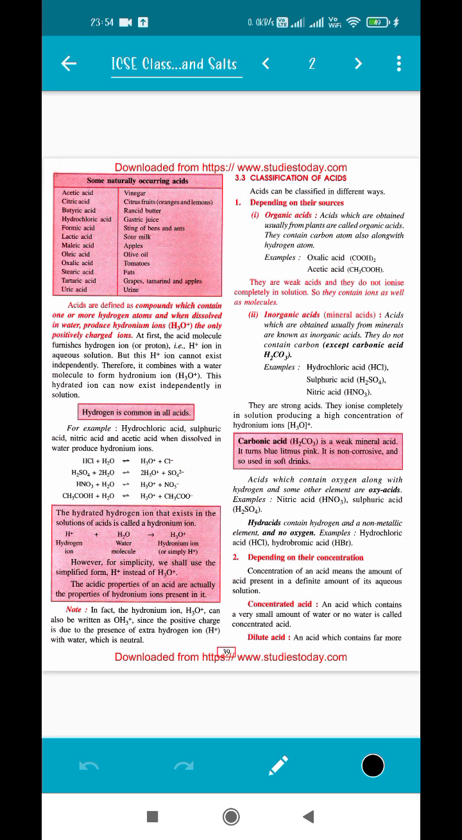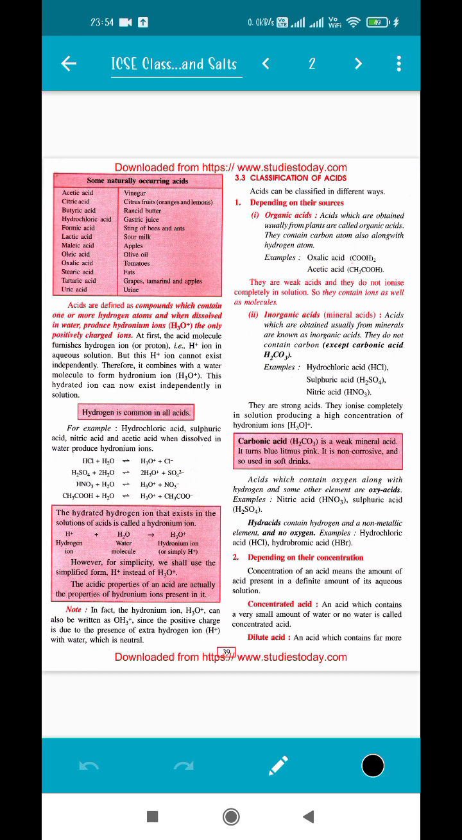Tartaric acid is present in grapes, tamarind, and apples, and uric acid is present in our urine. So these names should be there in your memory because questions might be asked from here. These are the naturally occurring acids. They are not produced in the laboratory. They are formed naturally in plants or in animals.